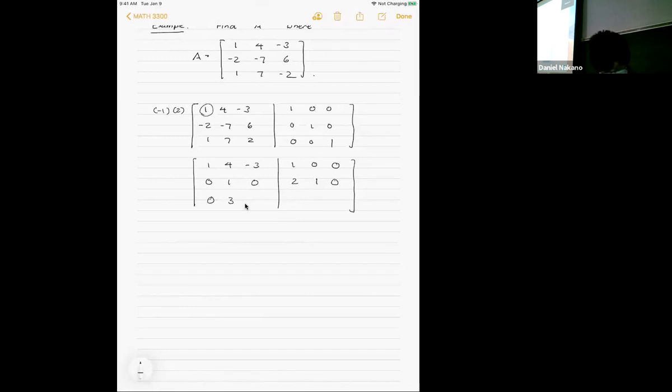Let's see, 3 plus 2, I get 1. So let's make sure that's right. -3. Oh, there's a -2 there. Sorry about that. I copied this down wrong. Let's just make sure: 1, 4, -3, -2, -7, 6, 1, 7, -2. Okay, now it's right. So I get a 3 plus -2, which is a 1.